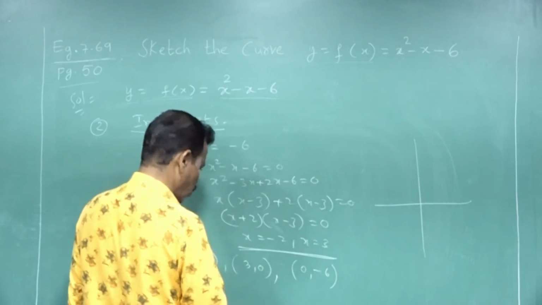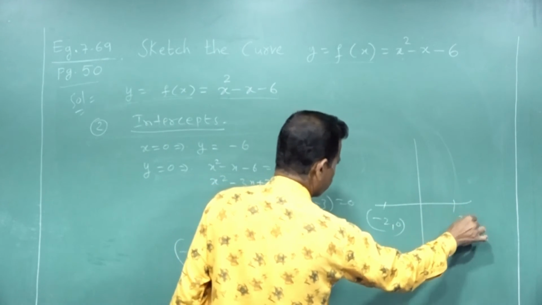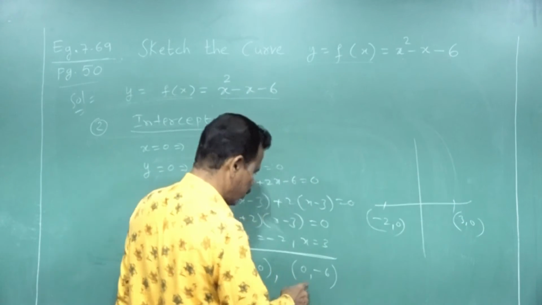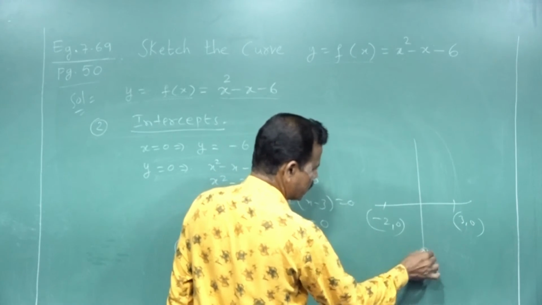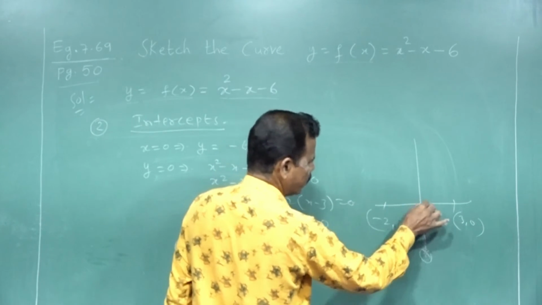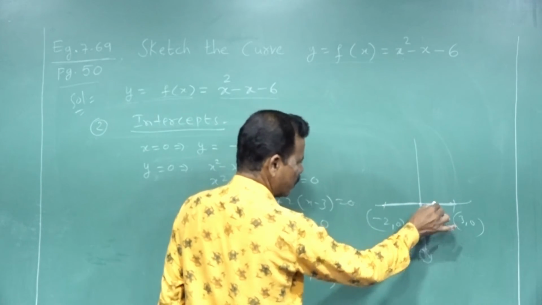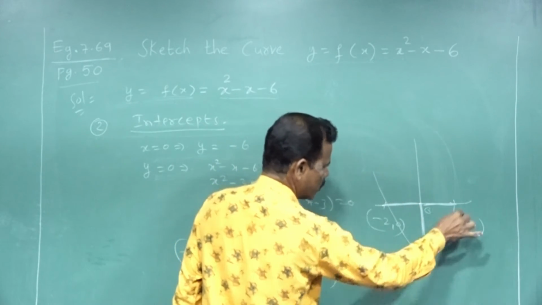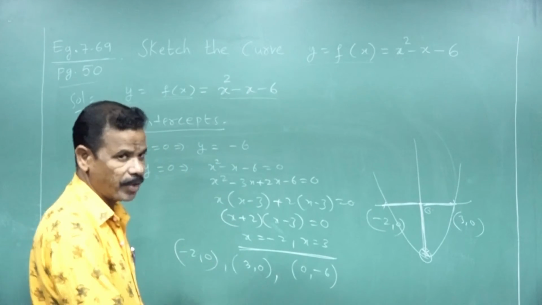Here, minus 2, 0 and 3, 0, and 0, minus 6 downward, since x and y are negative, that's why it is down. This is the y intercept, and these are the x intercepts. This is the origin. So the curve passes through these 3 points.